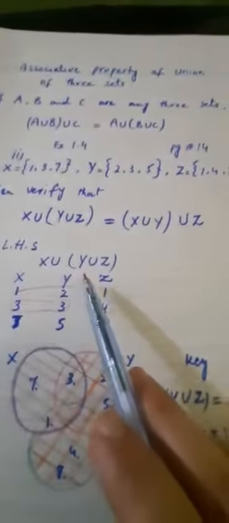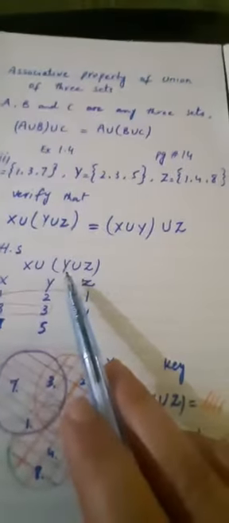And now we will solve it in tabular form. First of all, we will always solve the bracket part. As you can see, the portion inside the bracket is Y union Z. So we will solve Y union Z first. We will write the Y union Z set, and you know Y union Z set is this one.